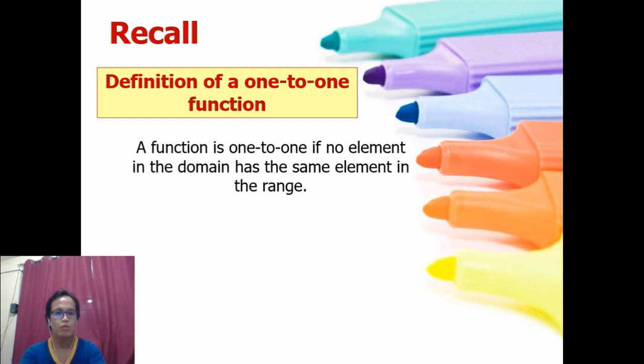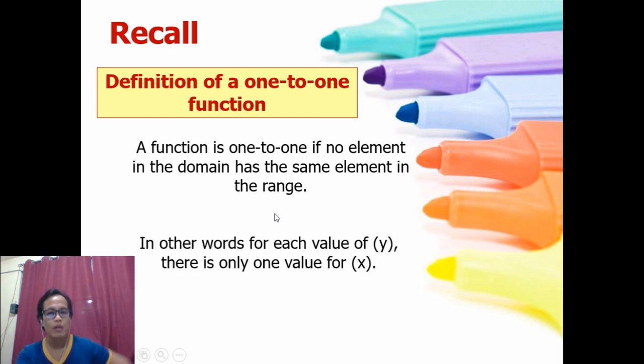A function is one-to-one if no element in the domain has the same element in the range. So meaning, kinahanglan usa ka domain, usa ang iyang pares ngadto sa range. Meaning, ang range, kung ang value sa y, dili magbalik-balik. So in other words, kung naa kay usa ka value sa y, kini nga y naa ni usa ka pares sa value sa x. So meaning, usa-usa ra gyud ang iyang pares.